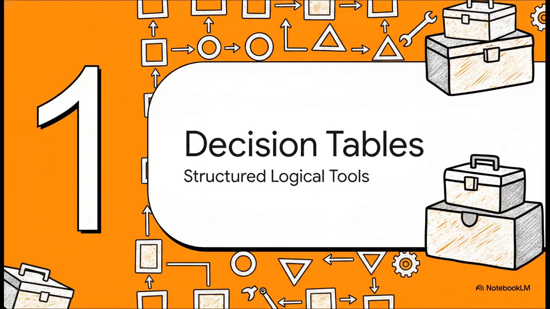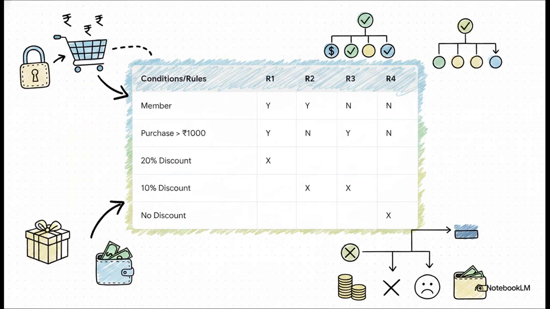All right, Section 1, Unpacking Decision Tables. Let's get right into these structured logical tools. Think of a decision table as a highly structured toolbox for your data. It generally has four main parts, which we can see playing out in this real-world customer discount example.